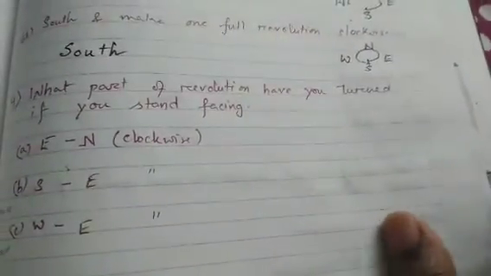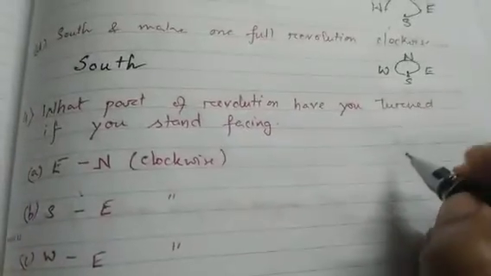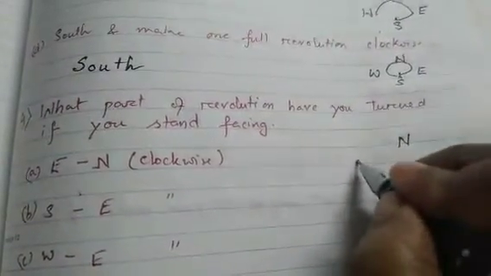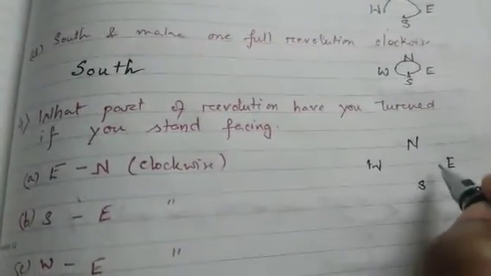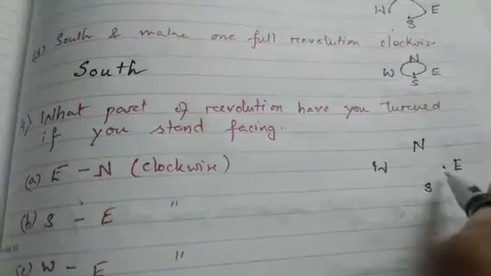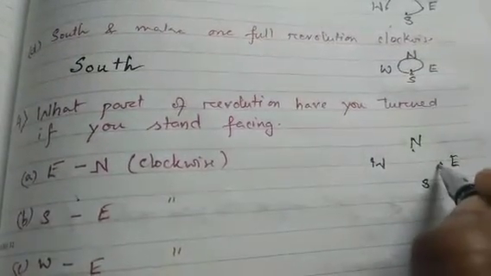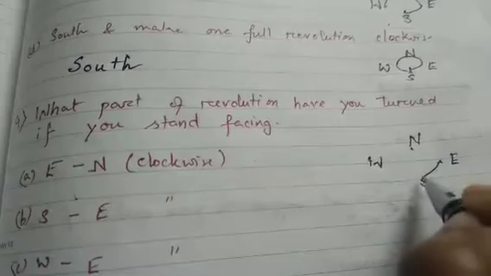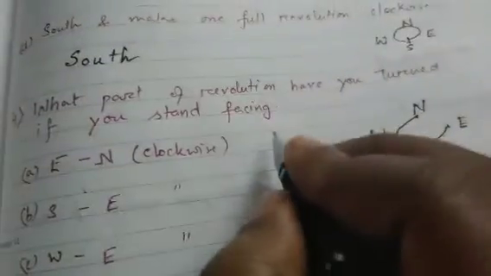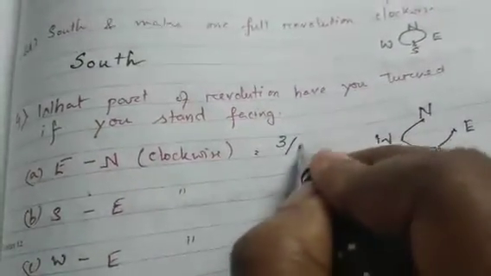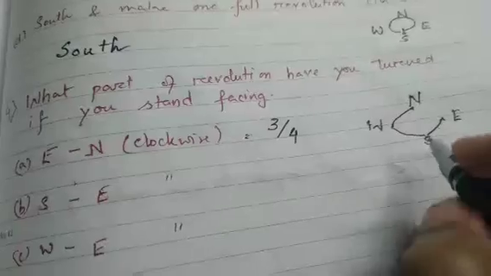Okay? Next question. Which part of revolution have you turned? So what is the part of the revolution you have turned? Now I will again have north. So you are facing east and you want to face now north. So clockwise you are having 1, 2, 3, right? So here what part you have covered? 3 by 4. Complete is 4.